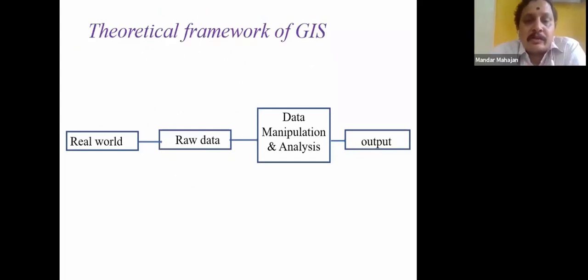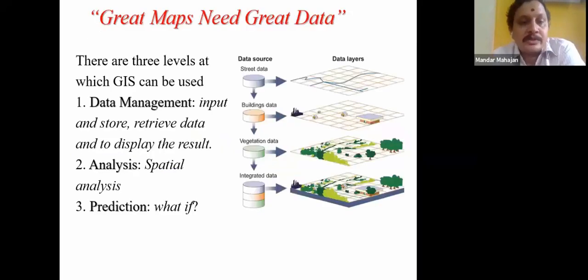So if you see the theoretical framework of the GIS, basically we get pictures or images from the real world. We want to extract the data. This data has to be managed because it's a DBMS, database management system. This data has to be manipulated, and then we go for the analysis. And last, we get the output in graphics forms or 3D formats or 2D formats, that is the map. This is the ultimate output of this.